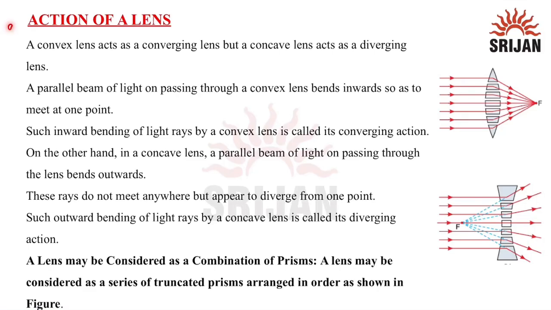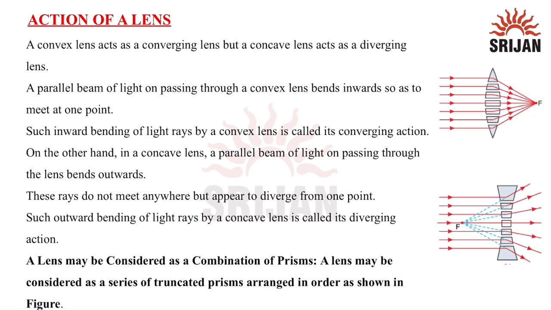In this video, we will learn about the action of lens. So, we know for a fact that a convex lens is a converging lens and a concave lens is a diverging lens. When a parallel beam of light on passing through a convex lens bends inwards so as to meet at one point, such inward bending of light rays by a convex lens is called its converging action.